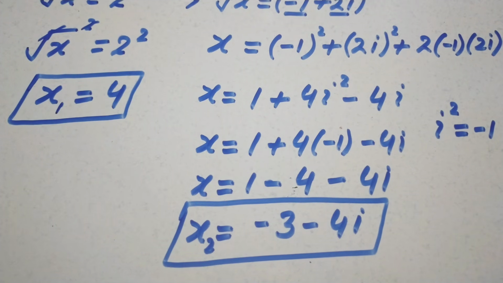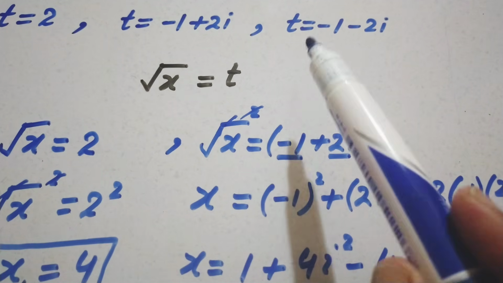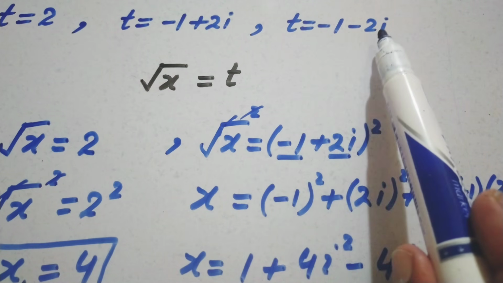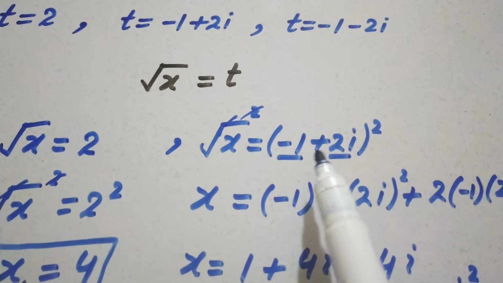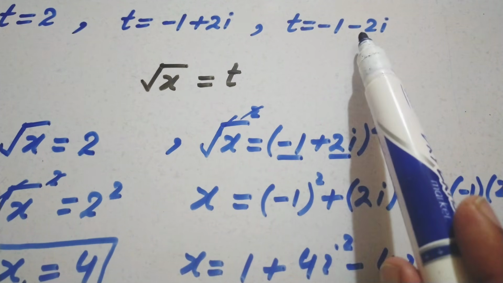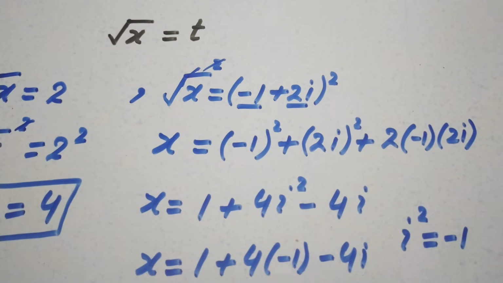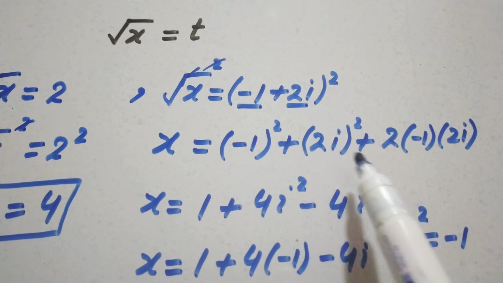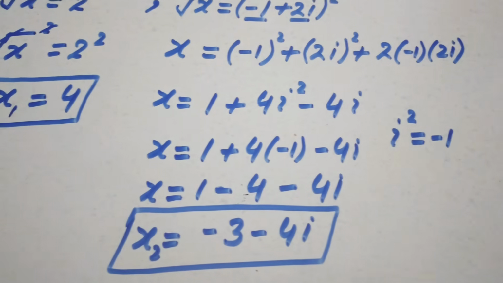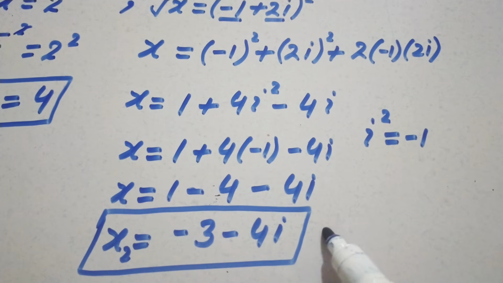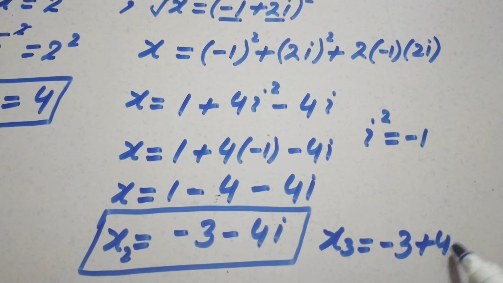This is the first and this is the second. And similarly, when t is equal to minus 1 minus 2i, so square root of x is equal to t. Here in the place of plus, this is minus, and we will use an algebraic identity, a minus b whole squared, which is a squared plus b squared minus 2ab. So finally we get x3 is equal to minus 3 plus 4i.